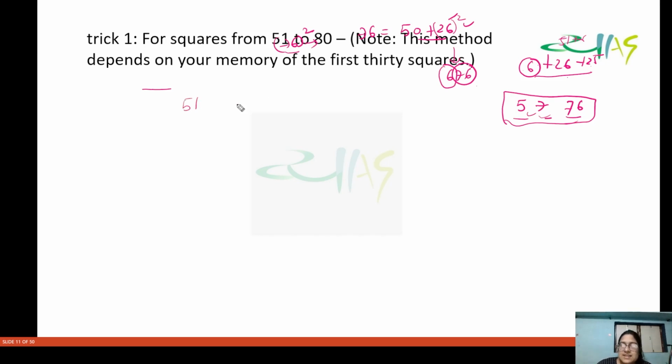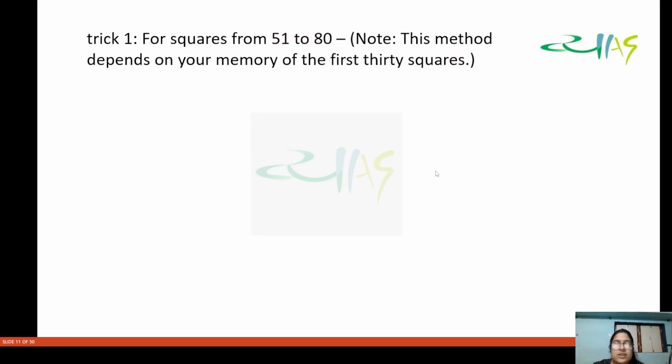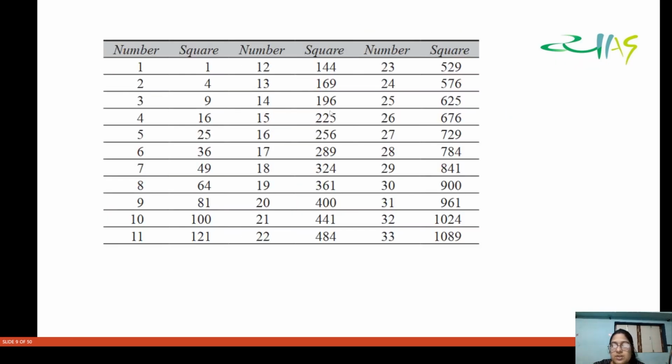Let's see one more number whose square we are going to do. We did use this table for the first 30 squares, because we required 26. We required the number 26. Now let's see one more number between 51 to 80 whose square we are doing.